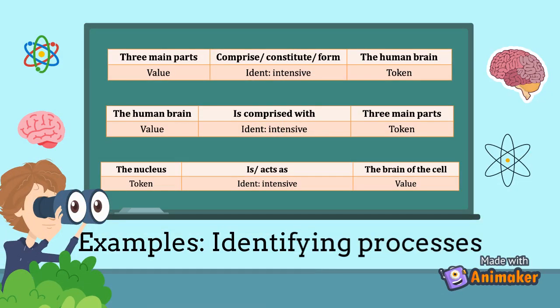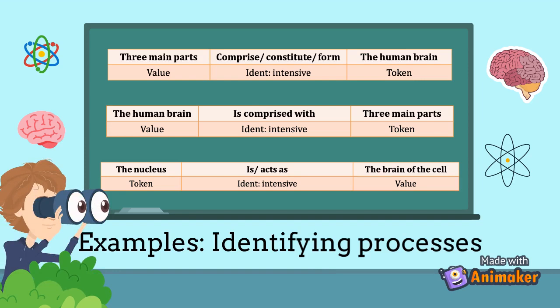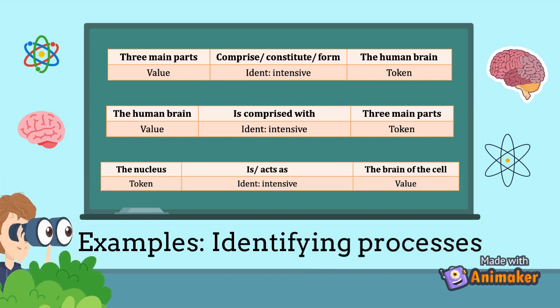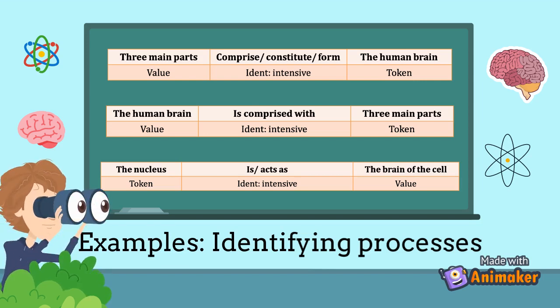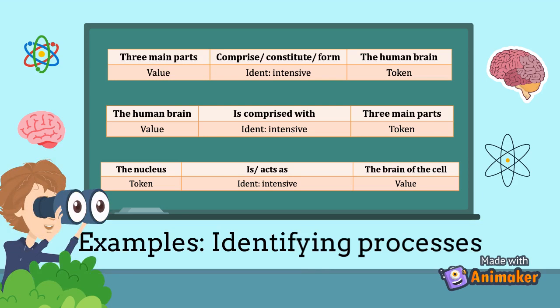In this slide, we will see other examples of clauses with identifying processes and token and value as their participants. Please have a look at the samples given. Three main parts comprise the human brain. The human brain is comprised of three main parts. We can see from both clauses that the participants' roles can be reversed. In the first and second clauses, the roles of the participants can both become the token and the value. Meanwhile, the verbal group comprise, in the first clause, is passivized in the second clause without changing the meaning.